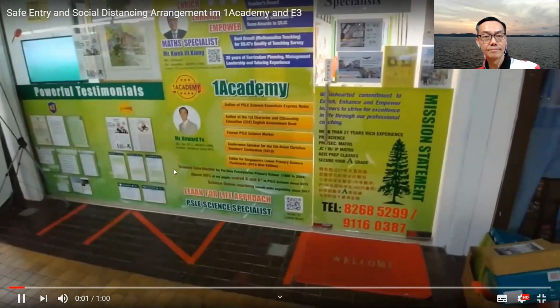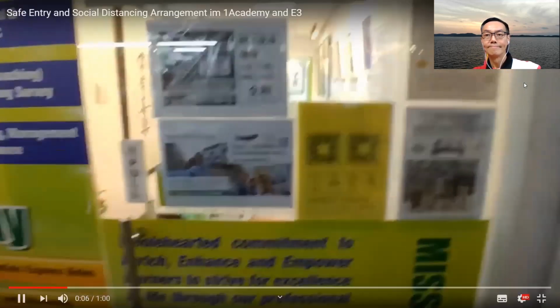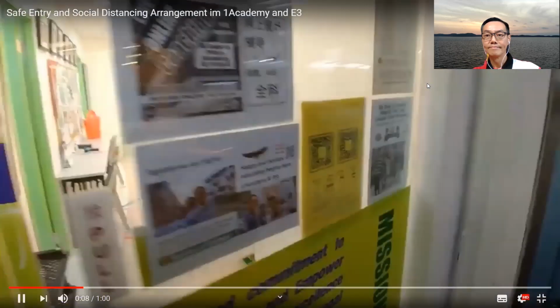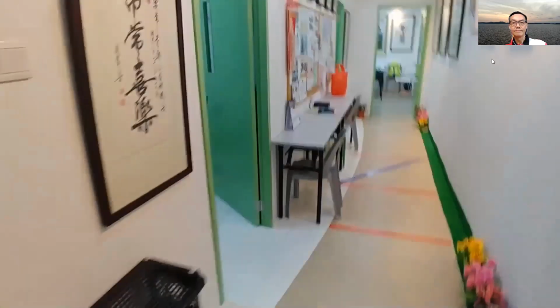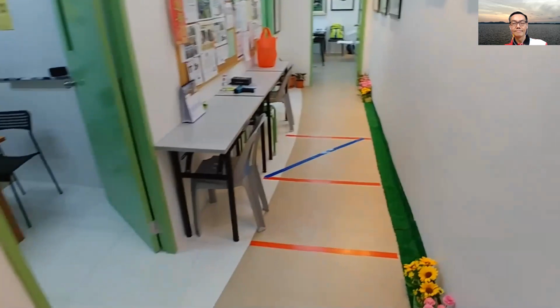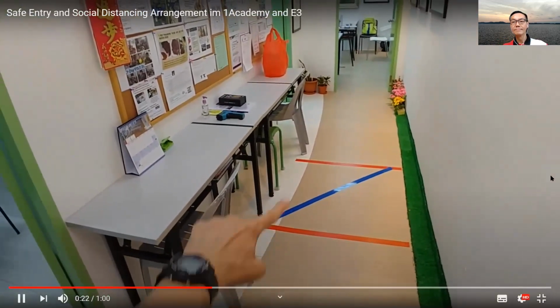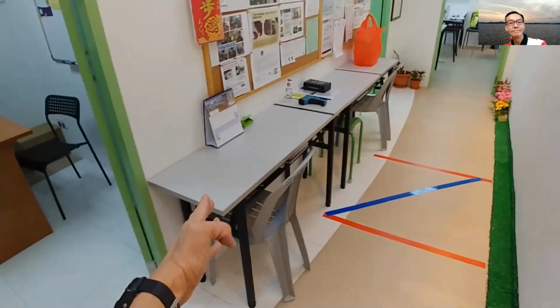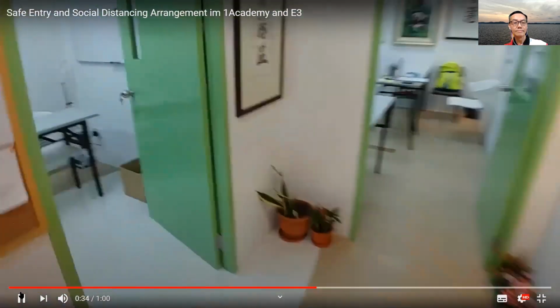Students will queue up here and scan the safe entry before entering One Academy. This is the temperature measurement. The temperature reading will be taken here before they enter, and this is a safe distancing seating area at a corridor. The blue marking is a 1 meter distance, so there is one student here and another student here. This is one room for consultation, 2 students. And we move ahead. This is the second room.